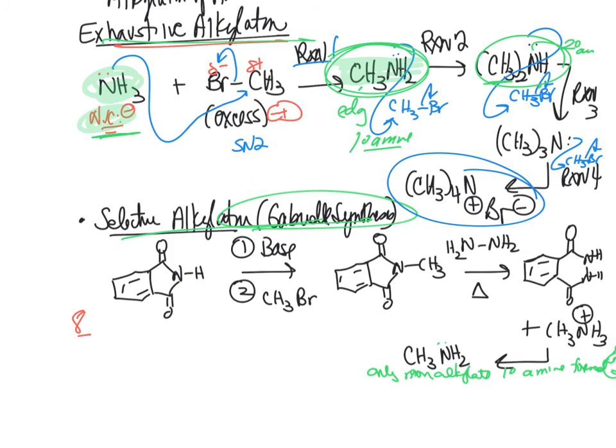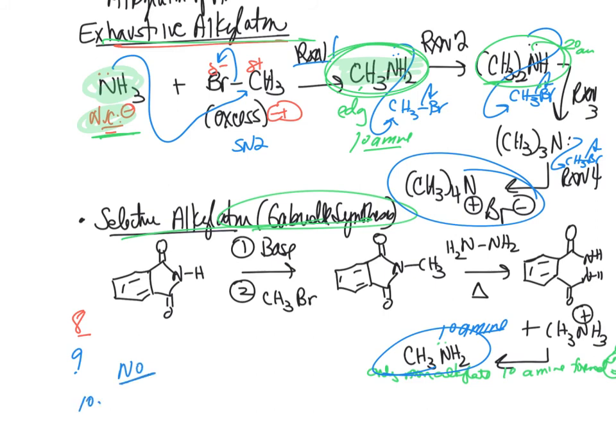So now, number 9, consider the selective alkylation in Model 3. What is the final product that results from the selective alkylation? So you see this is a primary amine. Can this final product be readily formed via the alkylation method shown in exhaustive alkylation? Nope.